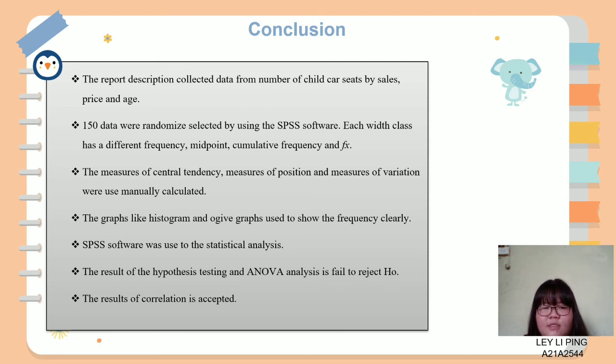The result of the hypothesis testing and ANOVA analysis is fail to reject H0. The result of the correlation is exact.